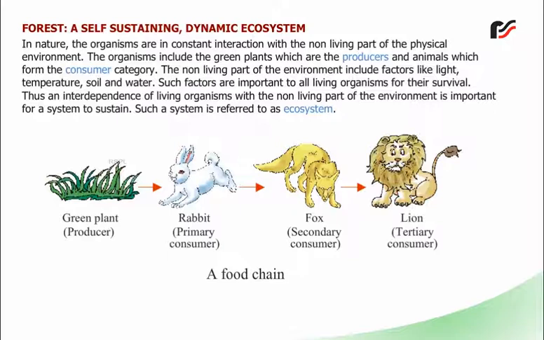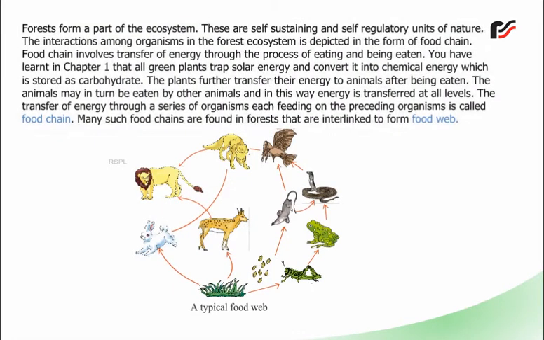Thus, an interdependence of living organisms with the non-living part of the environment is important for a system to sustain. Such a system is referred to as an ecosystem. Forests form a part of the ecosystem. These are self-sustaining and self-regulatory units of nature. The interactions among organisms in the forest ecosystem are depicted in the form of a food chain.